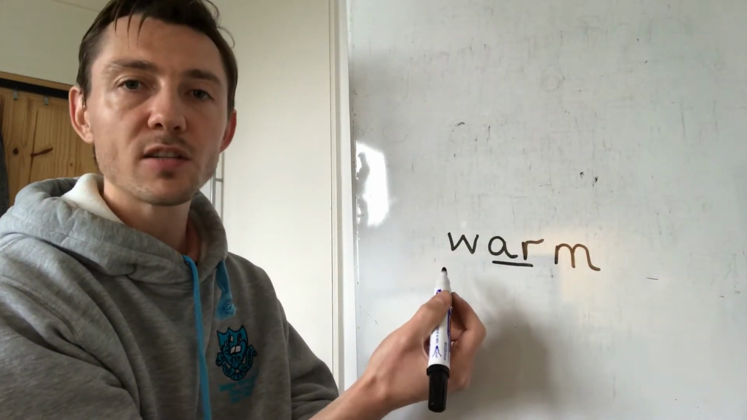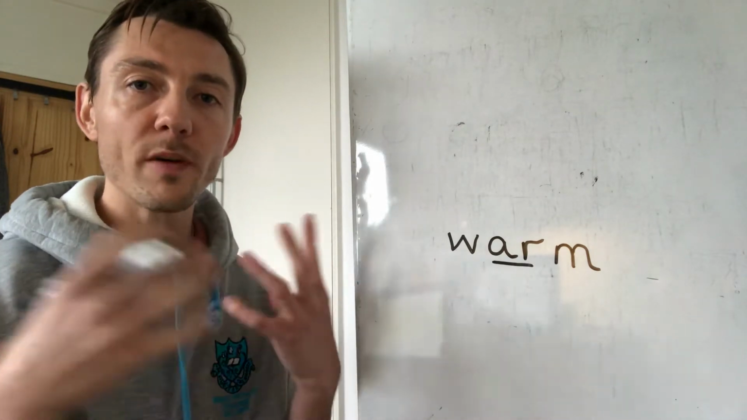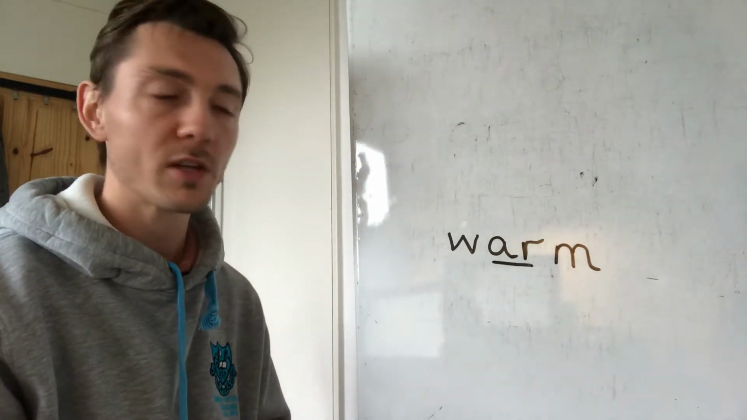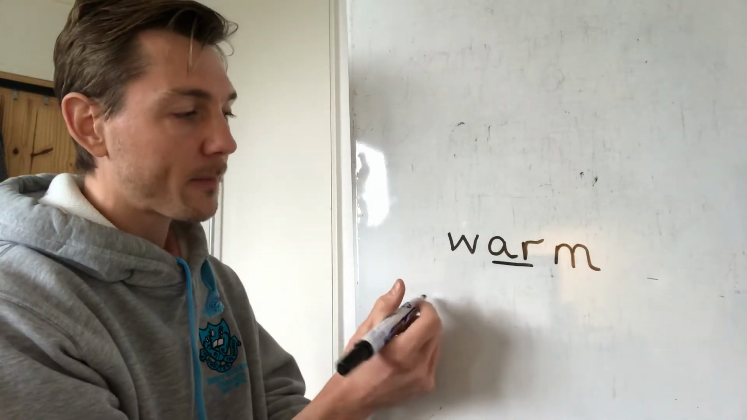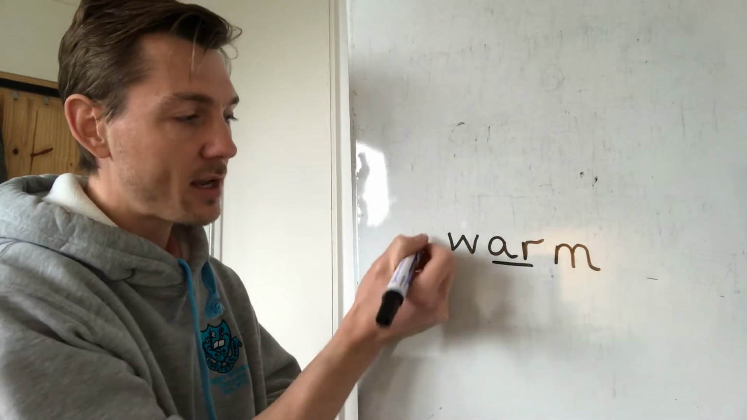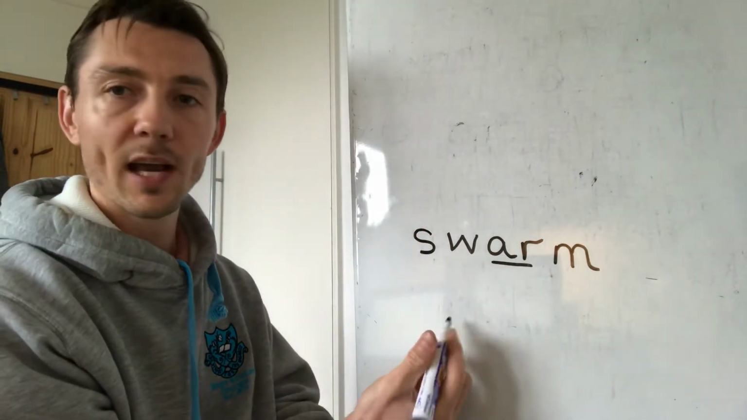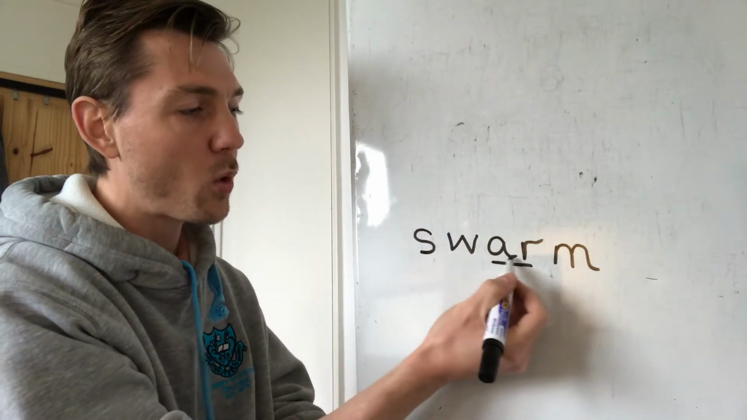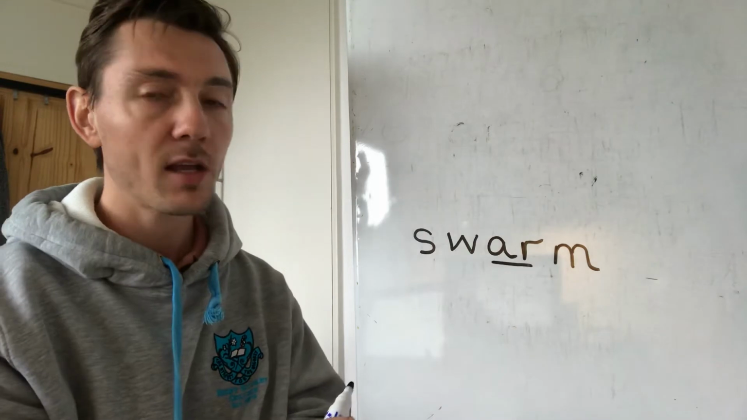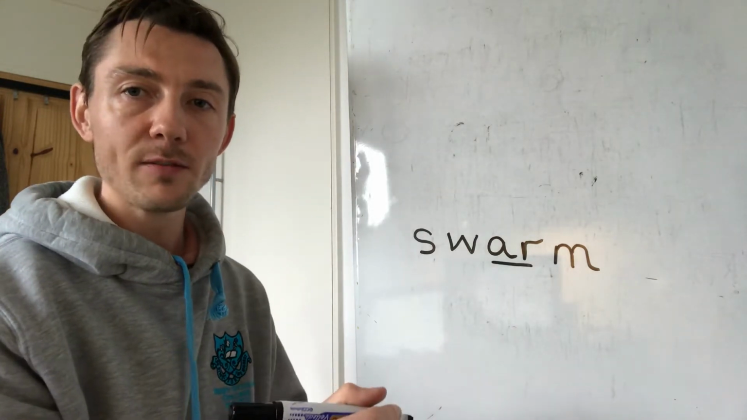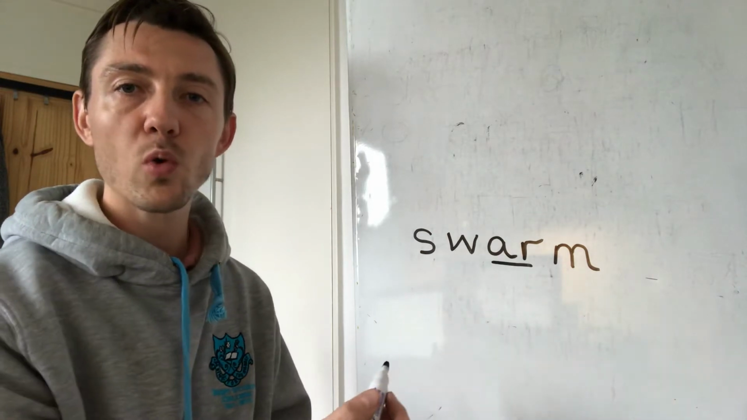Okay, next I'd like you to add another sound where it needs to go in order to turn this into the word swarm. Swarm, so a swarm of insects might swarm around you. I'm going to leave these sounds here and we're just going to add s at the start. So now we have swarm.